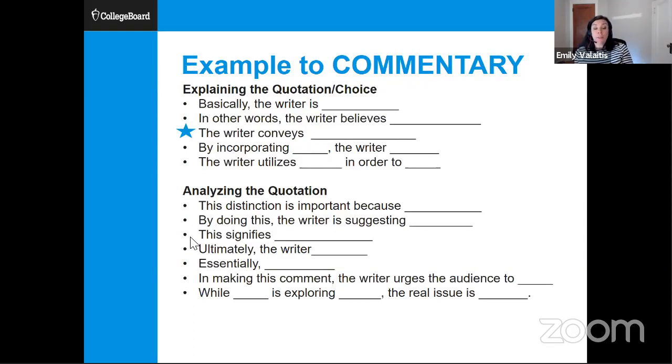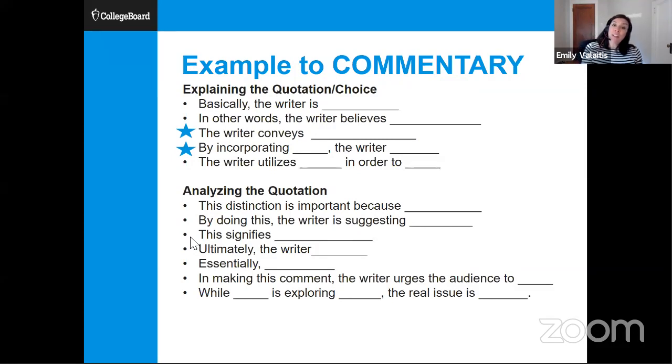Or it could be about the choice itself and not summarizing the quotation, but about the choice, like "By incorporating imagery, the writer is helping the reader picture the scene." So you're explaining how that choice operates in that example.